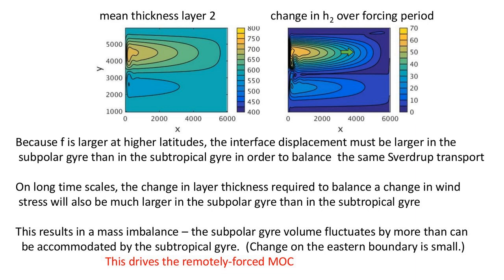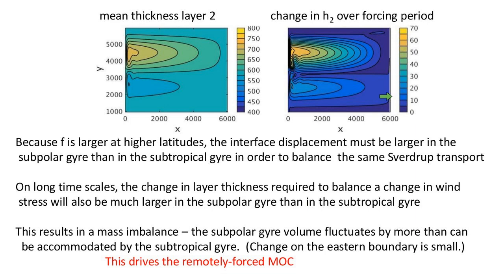So in order to accommodate geostrophy and to arrive at these equilibrium states, the subpolar gyre retains and expels more fluid than can be accepted or provided by the subtropical gyre, because they both need to stay in geostrophic balance. The difference between those two volumes divided by the time it takes to transition from one state to the other is the remote forced MOC. So it's a change in volume divided by a change in time.